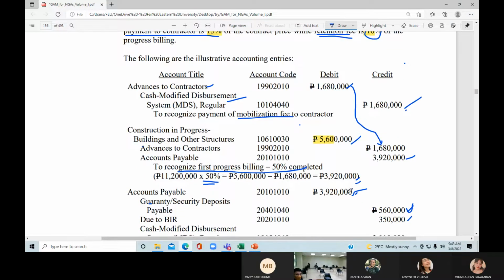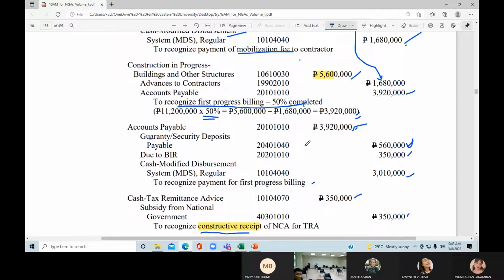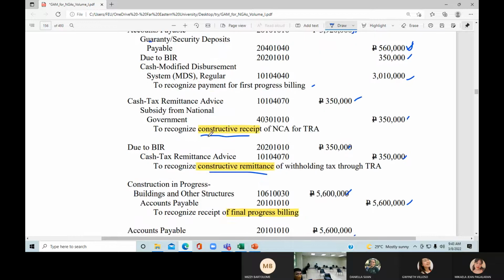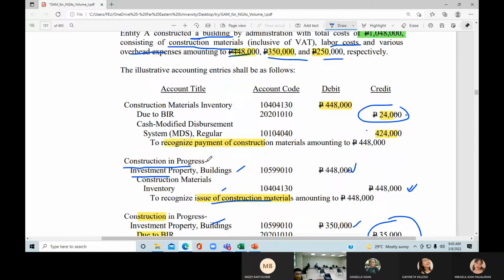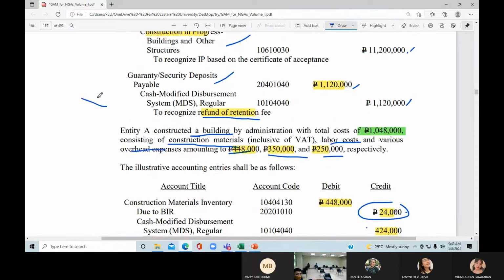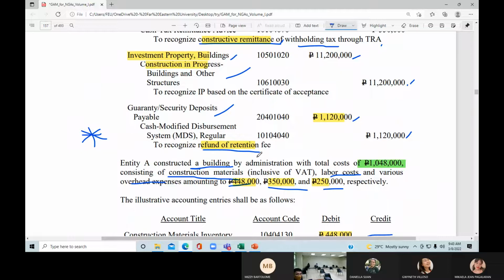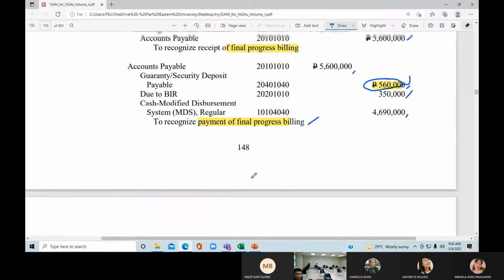Okay. So magkano yung progress billing? 5,600,000 times 10%, 560,000. Credit. So bandang huli, i-refund mo yan. Saan yan? Ito. So mamaya na, no?